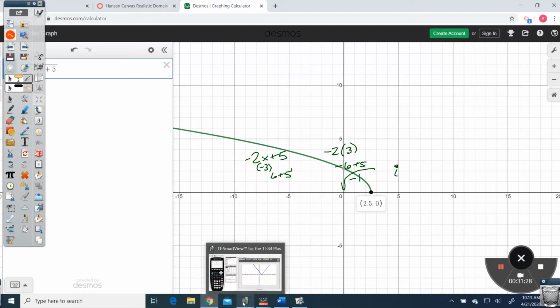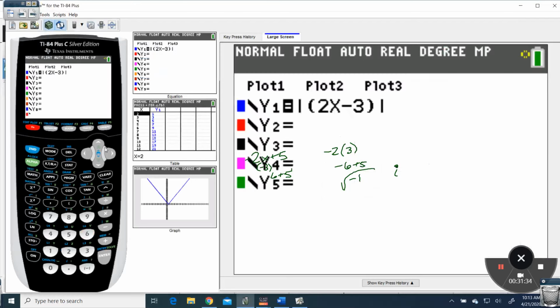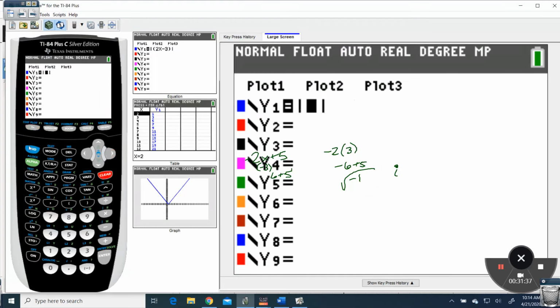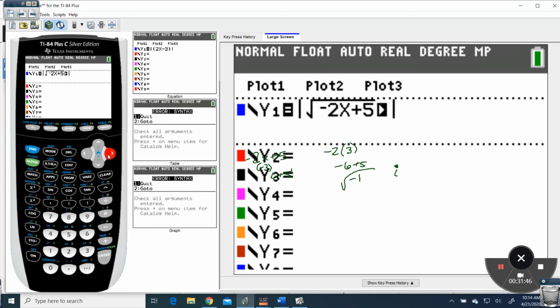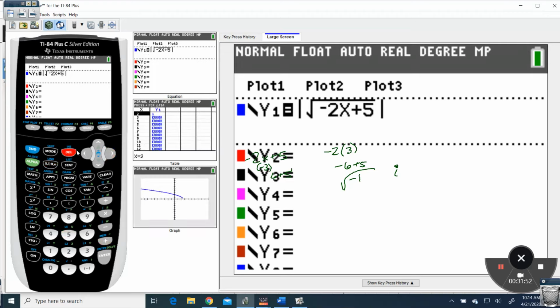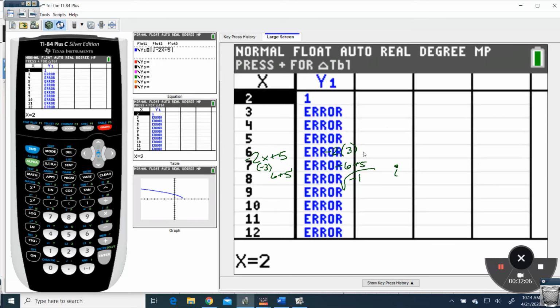If we did it on your calculator, so if I come to your calculator and I go y equals, clear this off, square root negative 2x plus 5. Oh, I didn't clear off the absolute values. It'll still be there, but it'll look kind of funny. So anyways, it looks like this. And if I go to my table, see after 3 it says error because none of those are real values.